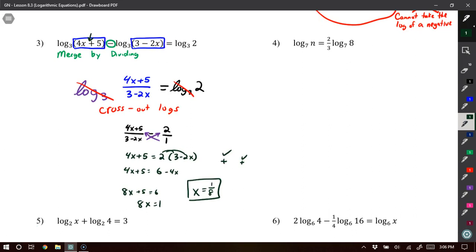So I just solve, but it's this thought process. Merge them first. Get it so it says a log all by itself, and then figure out, do I cross out or do I go to exponential form?